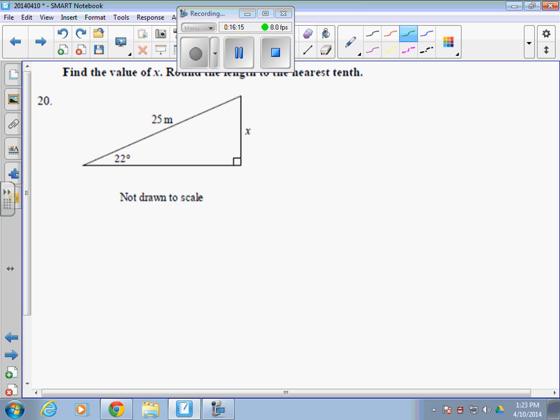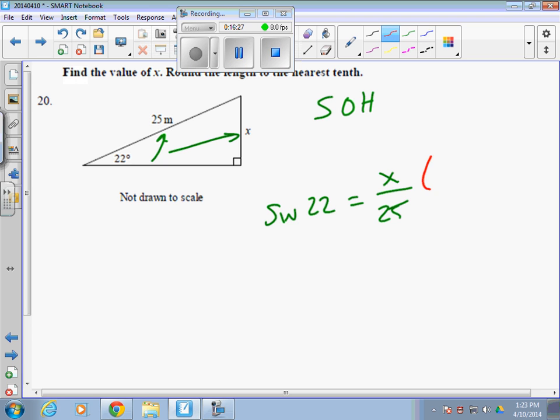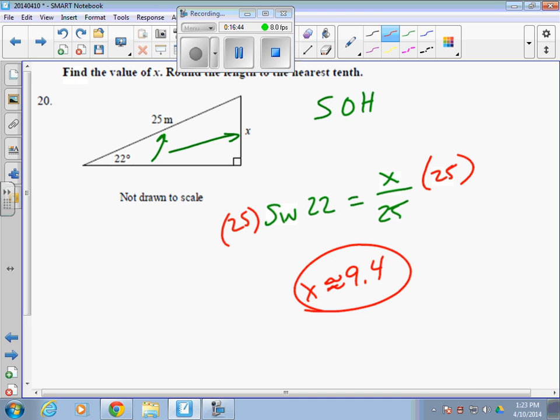It says find the value of x, round to the nearest tenth again. We have opposite over hypotenuse, O over H, sine. Sine of 22 equals the opposite over the hypotenuse. Again, get rid of that by multiplying by 25. Do it here. So simply 25 sine 22, and that'll give you that value. Your x is 9.365, so we'll say that's 9.4 if we're rounding to the nearest tenth.